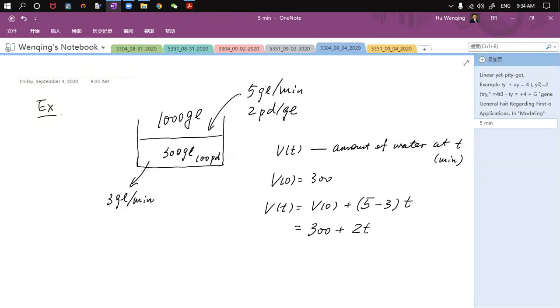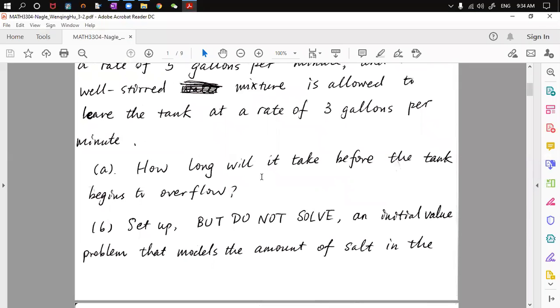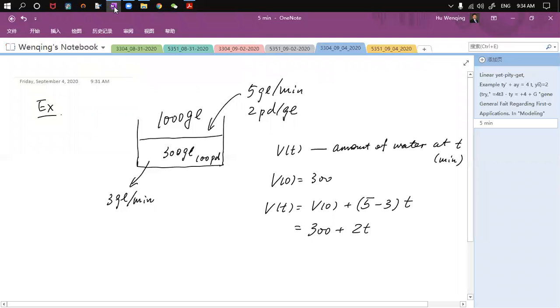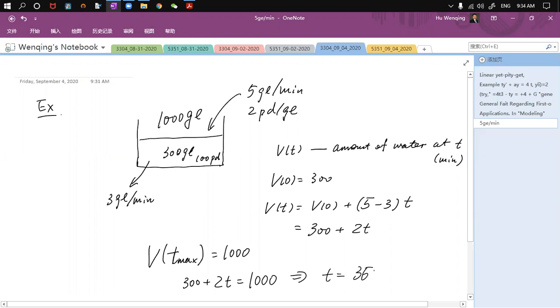So then the question says, how long? Well, you want to say there's a T maximum such that V(T max) is going to be the maximum capacity of your tank. So that means 300 plus 2T is equal to 1,000. So that means T is equal to 350 minutes. And that's a very easy answer to this first question, right? So part 1, problem 1.